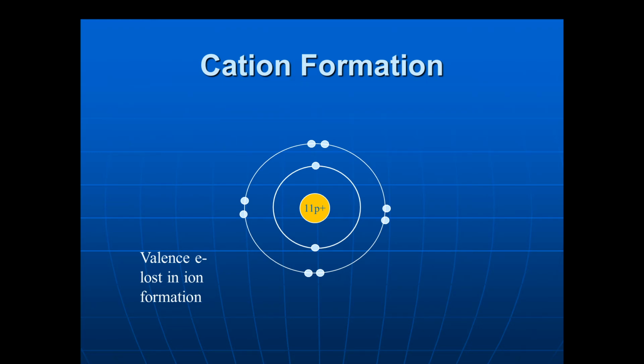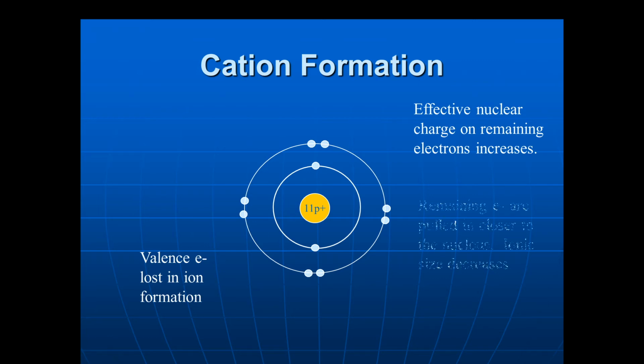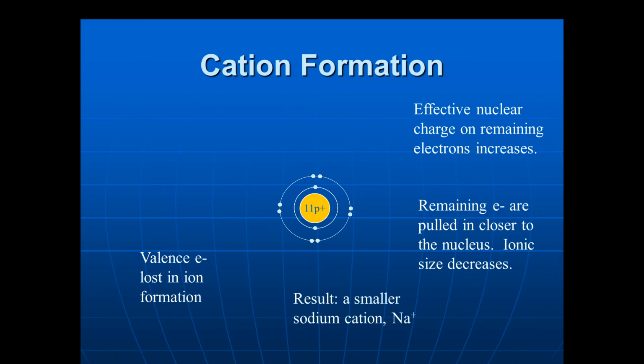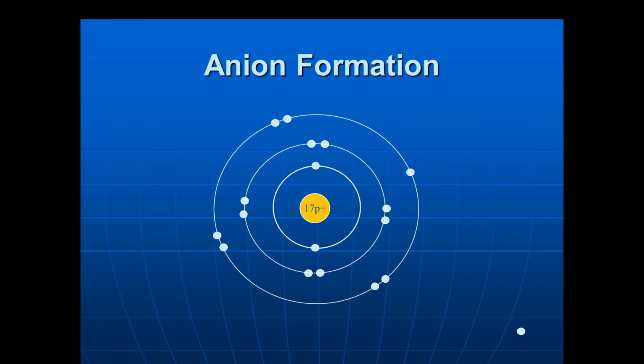So what will happen? The effective nuclear charge of the protons will attract the rest of the remaining electrons. So the effective nuclear charge on the remaining electrons will increase, and the remaining electrons are pulled in closer to the nucleus, and ionic size will decrease. So finally you can see the size will become very small. As a result, the sodium ion will be smaller than the sodium atom.